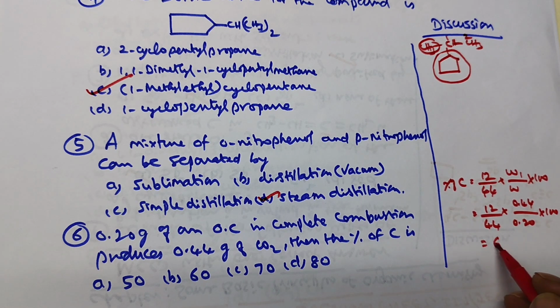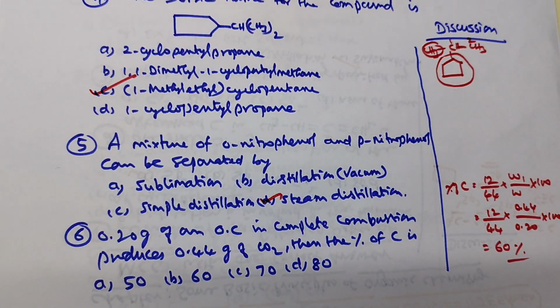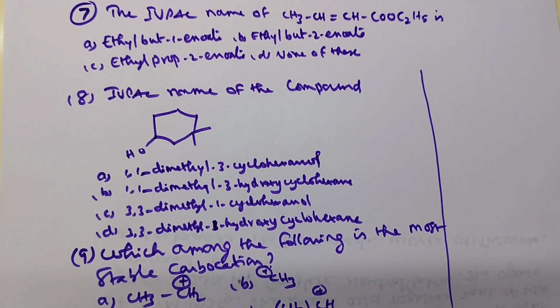It will come to about 60%. So the answer is 60, that is the correct one. The next one: the IUPAC name for this compound CH3CH=CHCOOC2H5.